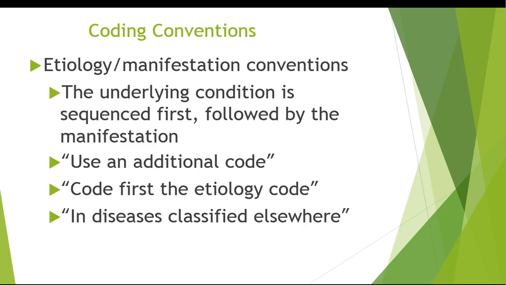In the index, manifestation codes will be listed together with the etiology coding first, followed by the manifestation code in brackets. The code in brackets, remember, is always sequenced second. When there is not an etiology manifestation combination, but the terms code first and use an additional code are used, then you're going to use the same sequencing guidelines.